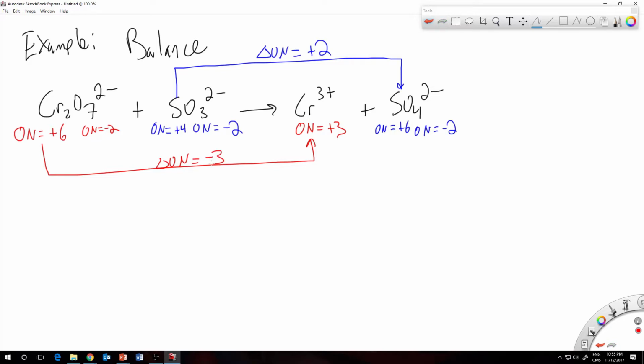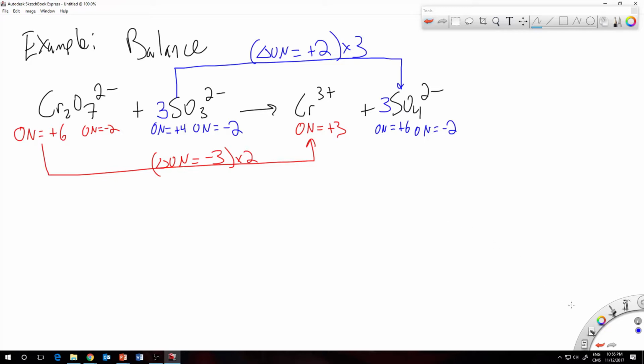Now, much like before in the previous example, we've got to multiply these so that the changes are the same. In this case, same thing as before, so this will have to be multiplied by 3. This will have to be multiplied by 2. The multiplication basically just says that each of those reactions has to occur that many times. So with the sulfur one, there has to be 3 of these oxidation changes. So in order for that to occur, I'll need 3 sulfite ions turning into 3 sulfate ions.